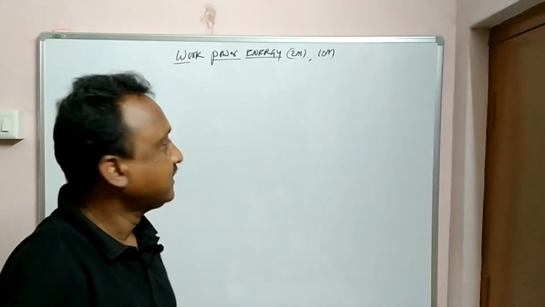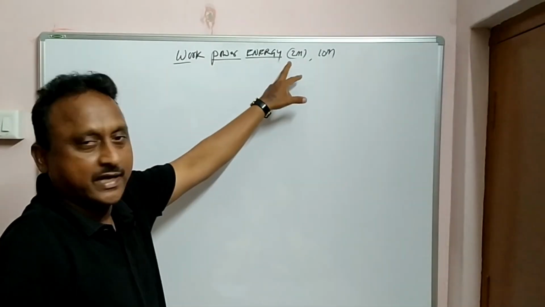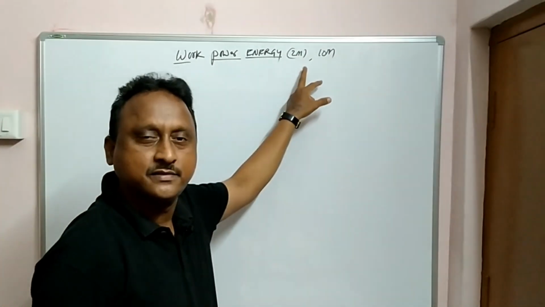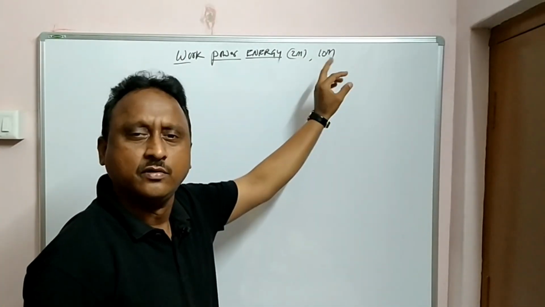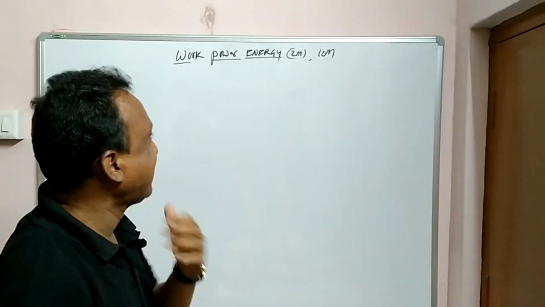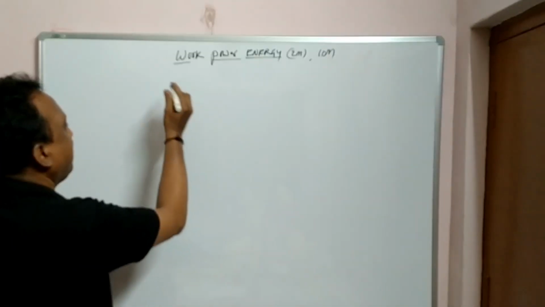Hi friends, so today I am starting the next chapter after Newton's laws of motion, that is work, power and energy. So you can see in this chapter MSET will be getting around 2 marks and in NEET around 10 to 12 marks. Now first of all let us see work, power, energy.